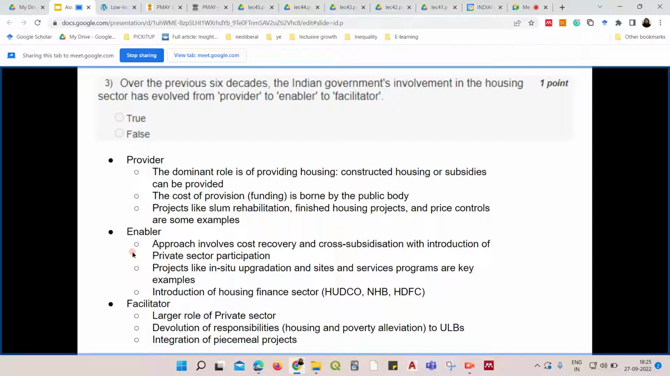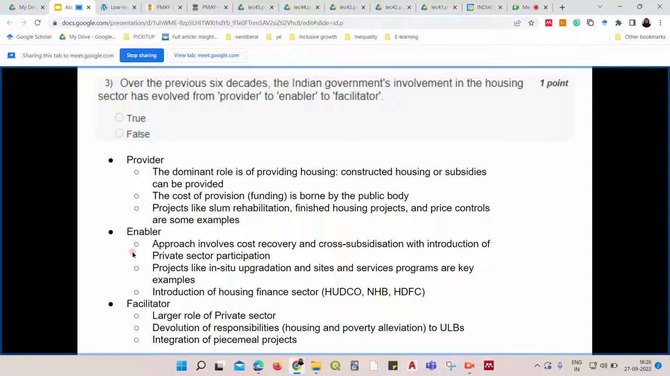So some private sector partner can be involved, and they can bear the larger cost of funding the construction of houses, and funding the subsidies which are provided to the lower income groups. They can be borne by either the private player or the higher income groups and such. So that is what you can see as the role of enabler. Some projects which are common examples of this role are in situ upgradation of slums.